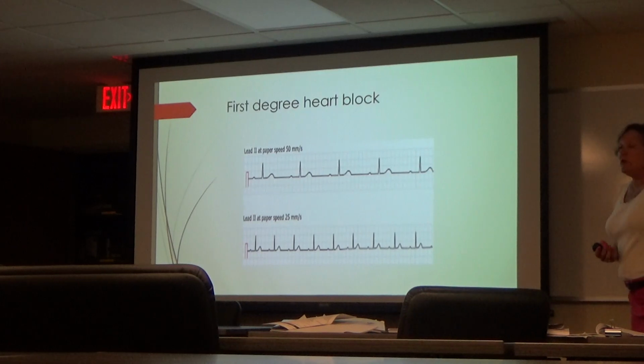Now, what's happening here in the heart is that the SA node fires. The AV node then hangs on to that impulse a little bit longer before it sends it down the bundle branches to contract the ventricles.